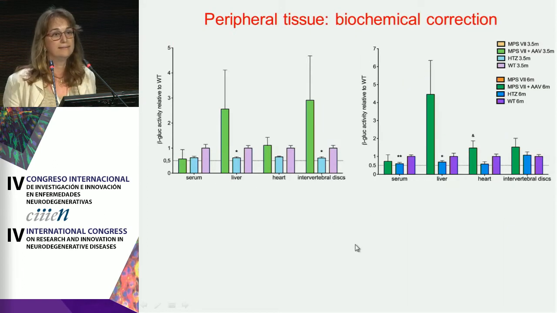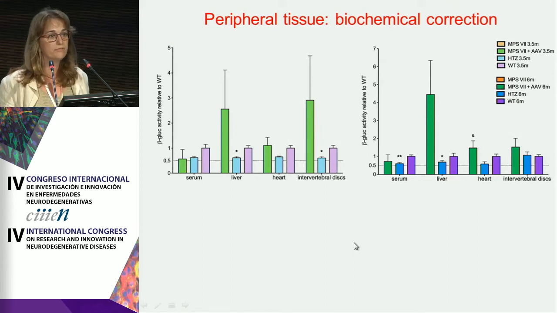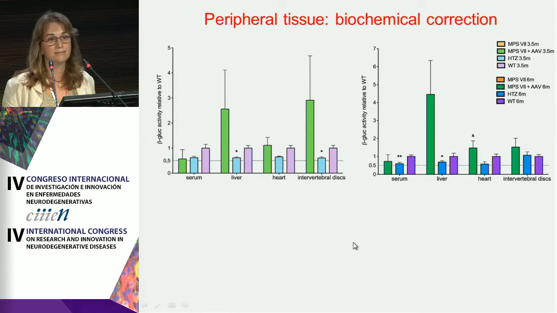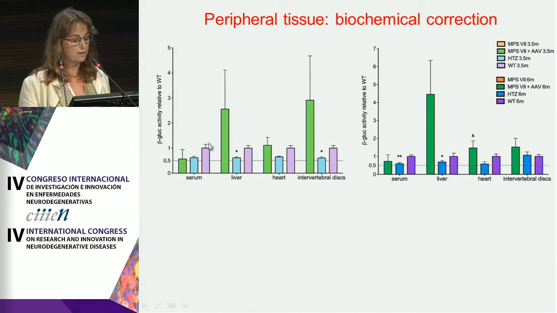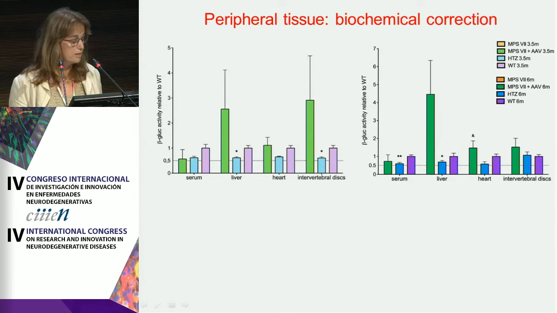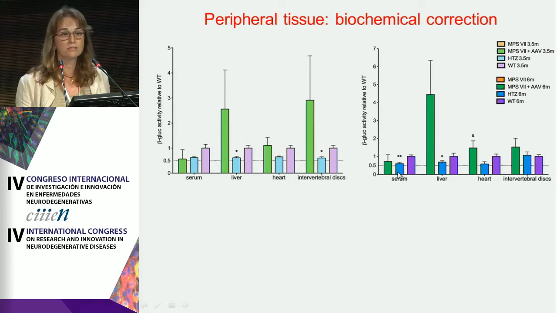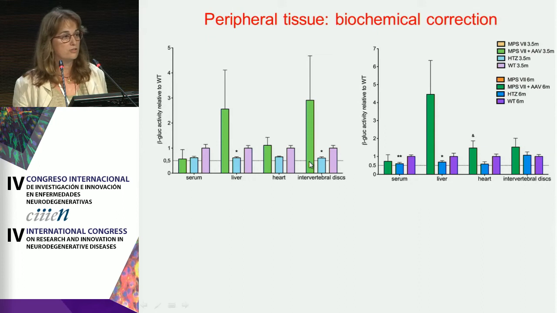This is also a secreted enzyme, and around 10% of the enzyme produced by the transduced cells can be secreted and taken up by neighboring cells, or go to the circulation and be taken up by other cells through the mannose-6-phosphate receptor. As you can see here, in the treated animals, in light green at short term or dark green at long term, we could see some levels of beta-glucuronidase activity in the serum and supraphysiological levels of beta-glucuronidase in the liver, in the heart, and in the vertebral disc. These last two tissues were analyzed because they are really difficult to transduce and also very difficult to correct.